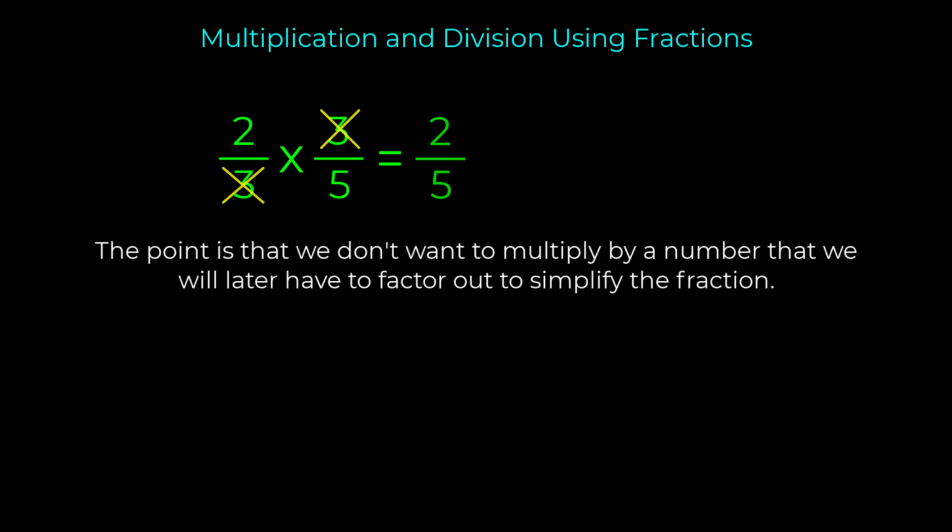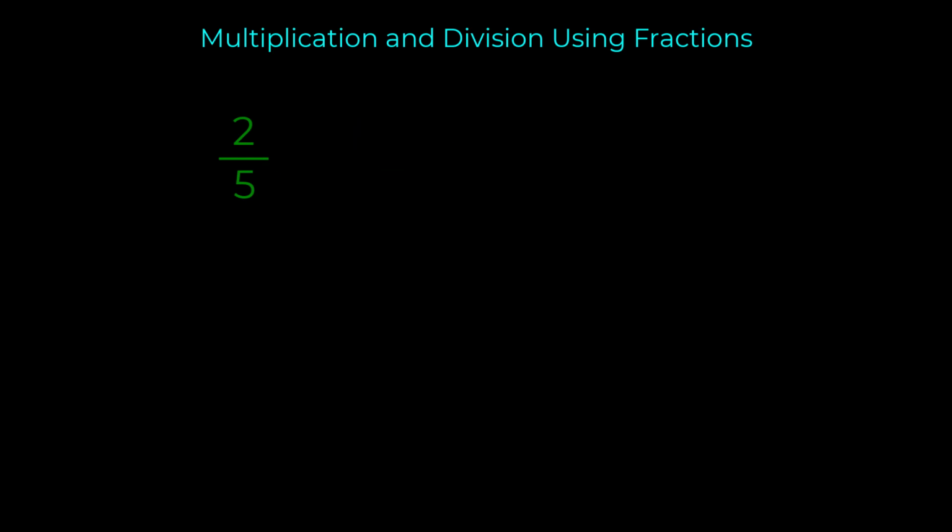Let's look at another example. Let's multiply 2 over 5 by 5 over 7. Again, the solution is found by multiplying the two numerators together, 2 times 5, to create the resultant numerator, and similarly multiplying the two denominators together, 5 times 7, to get the resultant denominator. Before I do the multiplication, though, I notice that I have 5 in both the expression for the numerator and the expression for the denominator.